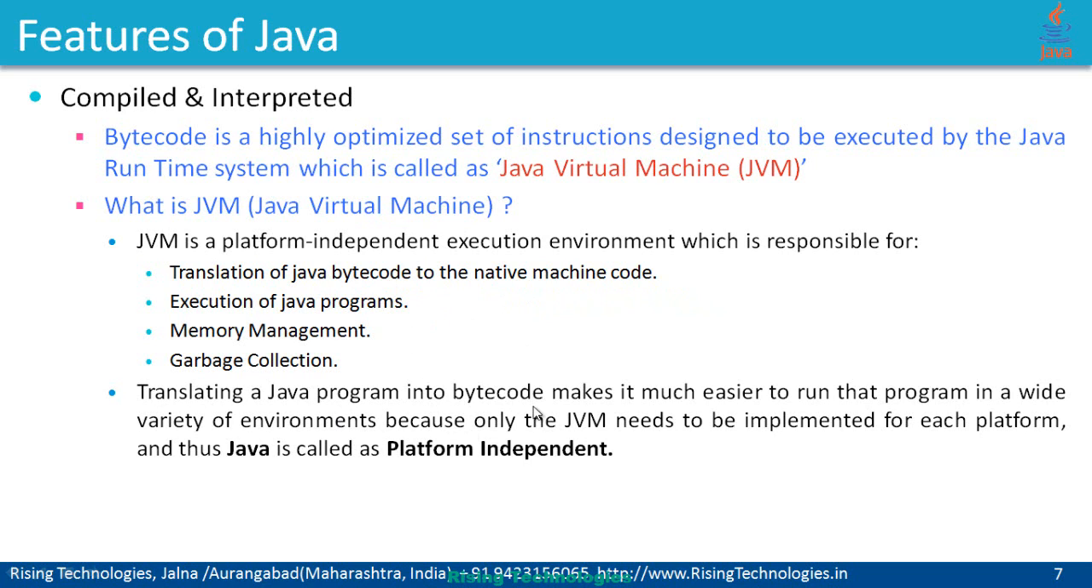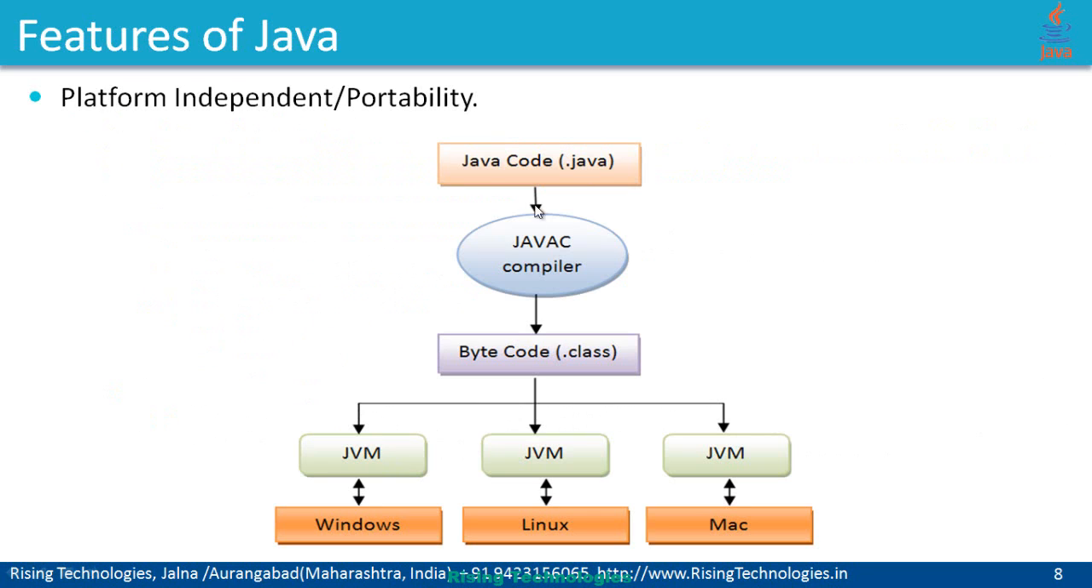Translating a Java program into bytecode makes it much easier to run that program in a wide variety of environments, because only the JVM needs to be implemented for each platform, and thus Java is called platform independent. This image will make the idea clear why Java is called a platform-independent, or portable, language. As a programmer, you just need to write your Java code, save the file with a .java extension, and the Java compiler is going to translate this source code into bytecode with the extension .class for the respective file.